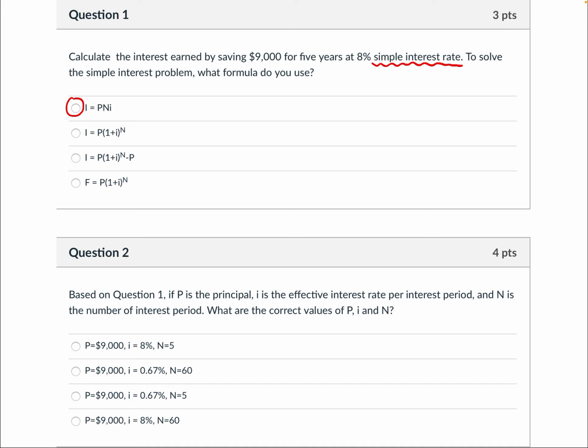And according to this problem, it's compounded annually, so that 8% per year will be the effective interest rate per interest period. So I is 8%, and it's compounded yearly, so the number of years will be the number of compounding periods. So it's N. So N is 5. So the answer is P is 9,000, I is 8%, N is 5.